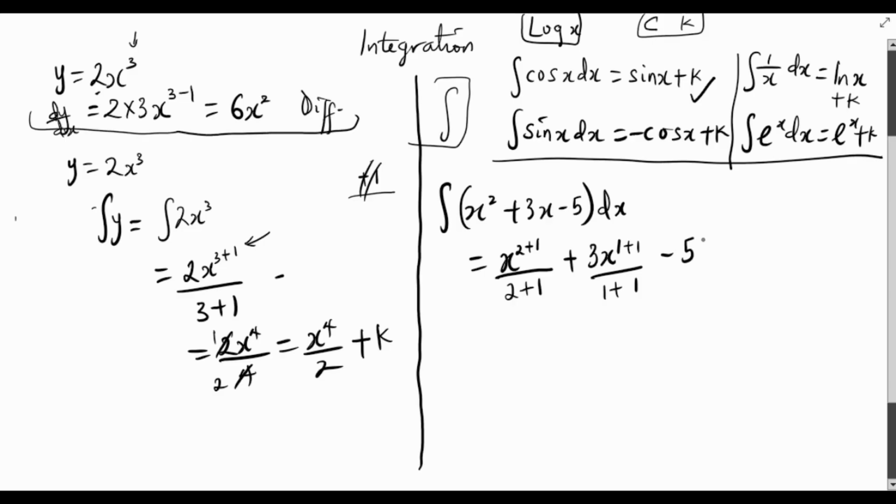Whenever you are integrating and you have a constant, you are going to attach x to it, or attach the variable that you are integrating to it, right? So we don't have any power here. So now we have x to the power of 3 divided by 3, plus 3x to the power of 2 divided by 2, minus 5x. Attach your k. This is your final answer. I'm going to give you more examples.